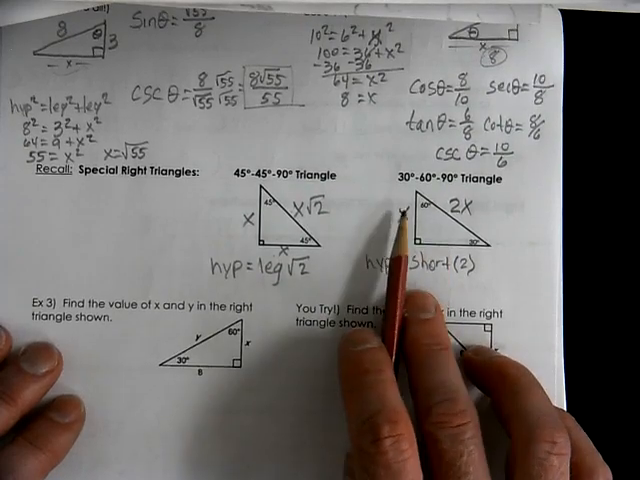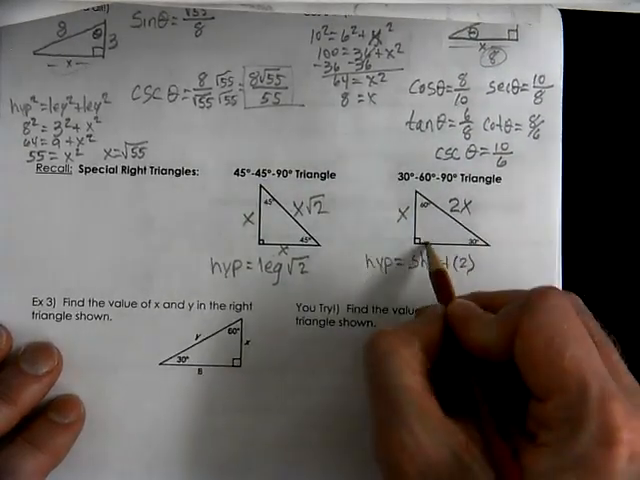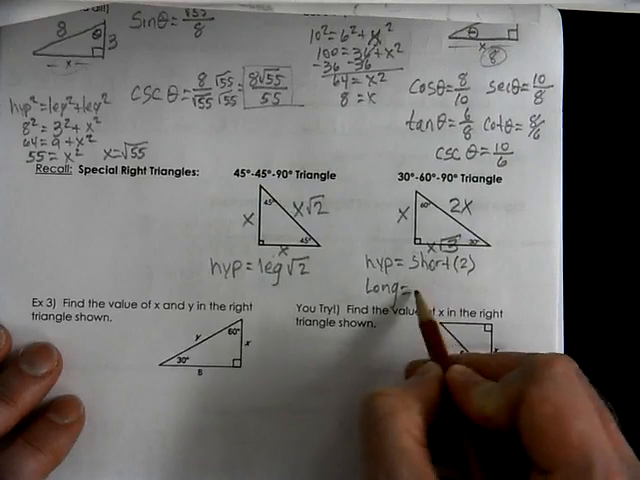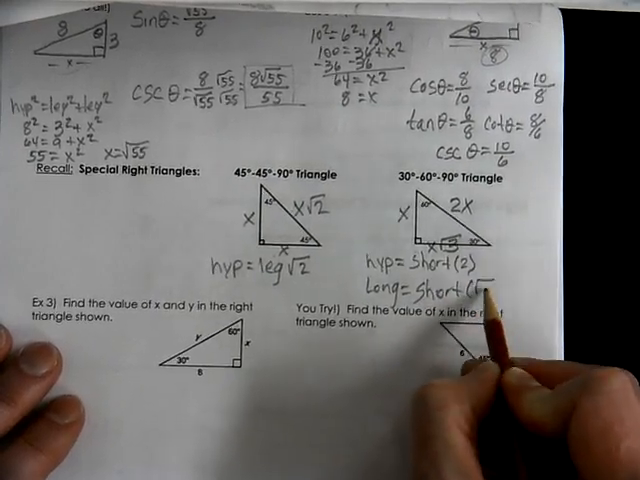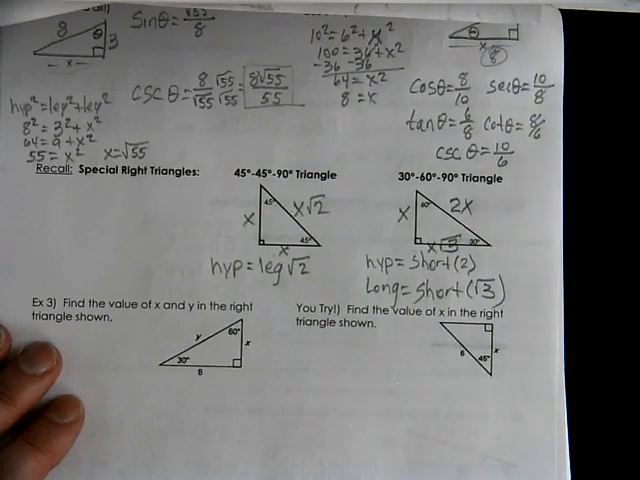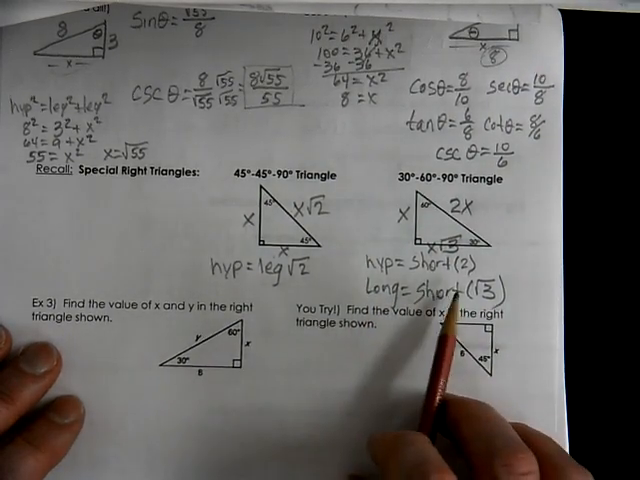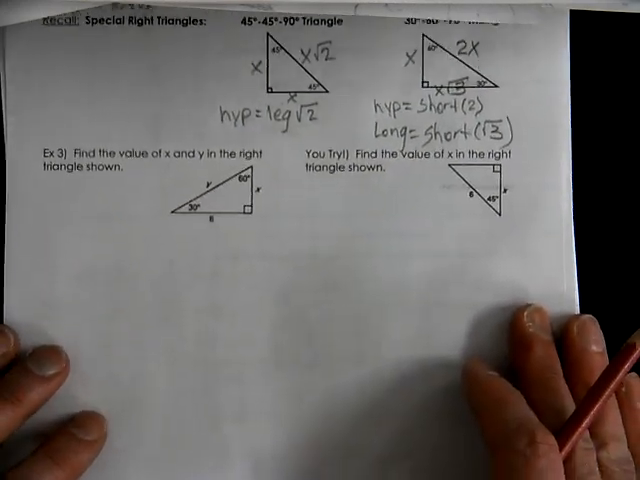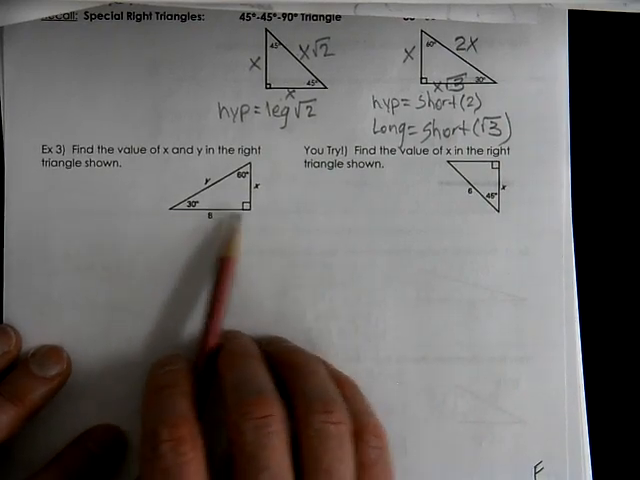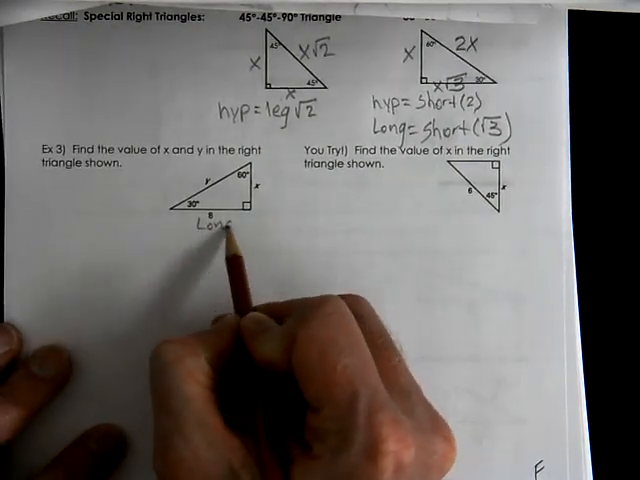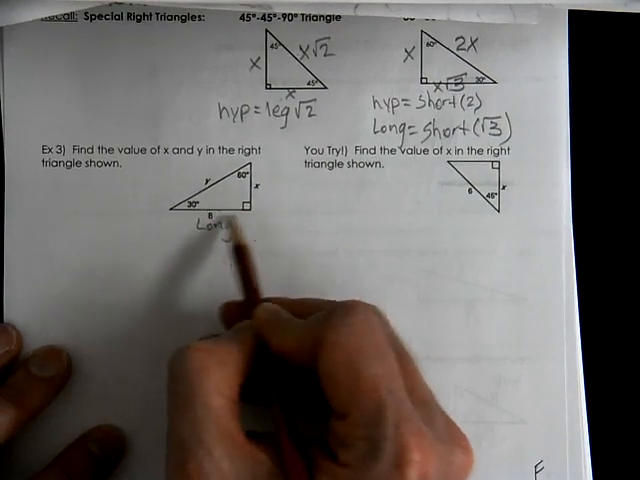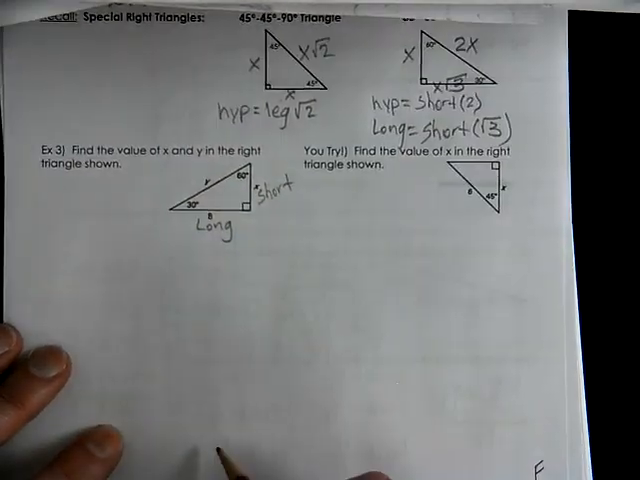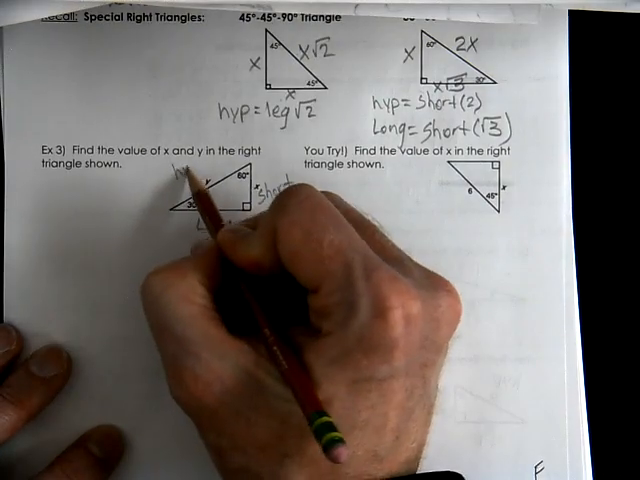Now the long leg is also related to the short leg. It is the short leg times root 3. So the long leg equals the short leg times root 3. We're going to be using these ratios as we move forward as we talk about the unit circle. But let's practice a tad with those. If we're given this long leg, it's across from the 60, so I know it's the longer side. X is across from the 30, so I know it's the shorter leg. And of course, across from the 90 is the hypotenuse.